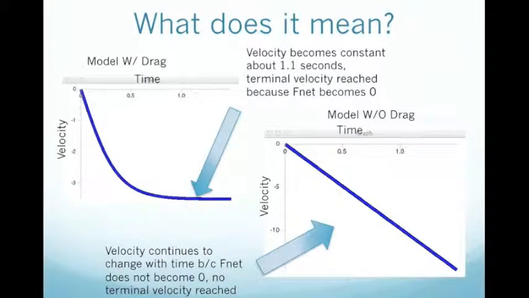When examining the velocity versus time in the first model without drag, we see that velocity continues to change with time as the net force continues to be non-zero and constant. When examining the velocity versus time in the second model, the one that accounts for gravity and drag, we see that the velocity changes with time during the first portion of the observation, but then becomes constant at the end of the observation, showing that the object reaches its terminal velocity.